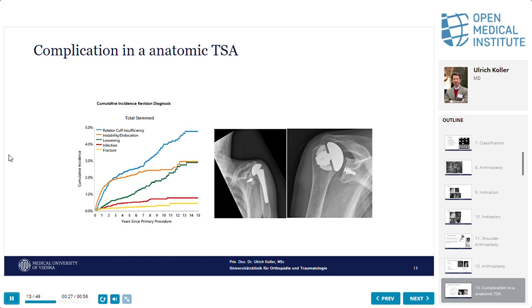Does anybody know why instability? What can be the reason for instability? Yeah, but when you implant the shoulder prosthesis, what can be a reason for an instability? Yeah, rotator cuff, subscap. So what we're thinking, you have the anterior escape when the subscap is not fixed well.